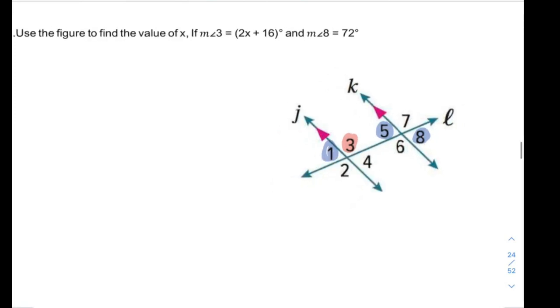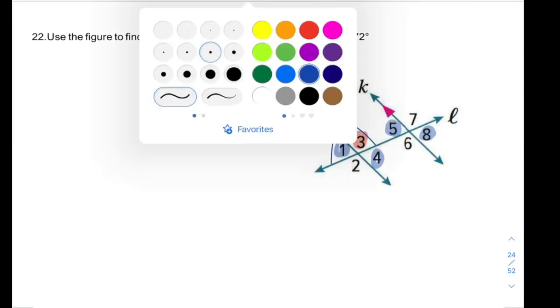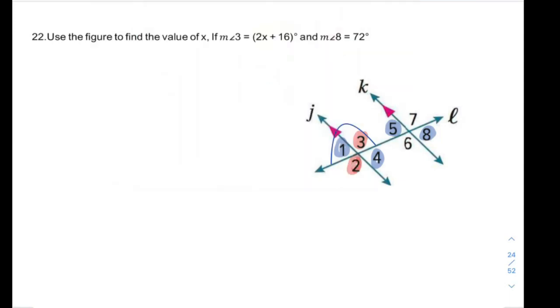3 and 8 will be supplementary because 1 and 3 together will form 180, or 3 and 5 together will be 180. As you see, I just marked them with different colors to know the relations. So the orange plus the purple will always equal 180. You can also mark this blue. All these blues are equal, and all these reds are equal. This is congruent to that. This is congruent to that.